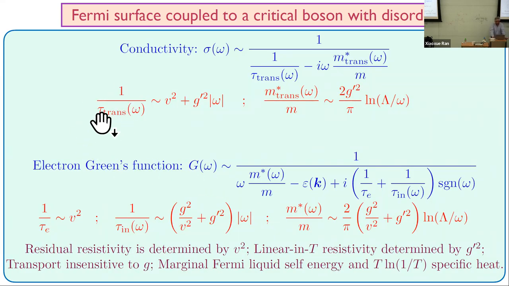You get that the transport scattering rate has the Drude contribution, which is V squared. So that's what would appear in a Fermi liquid. And a linear in frequency behavior. There's your linear in temperature, this is for frequency, or it'll be temperature. So there's your linear in temperature resistivity. And then this omega gives you the 1/ω optical conductivity with logarithms.